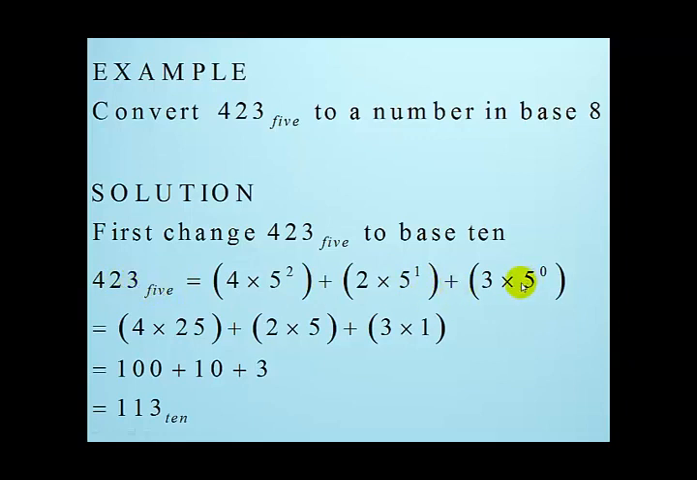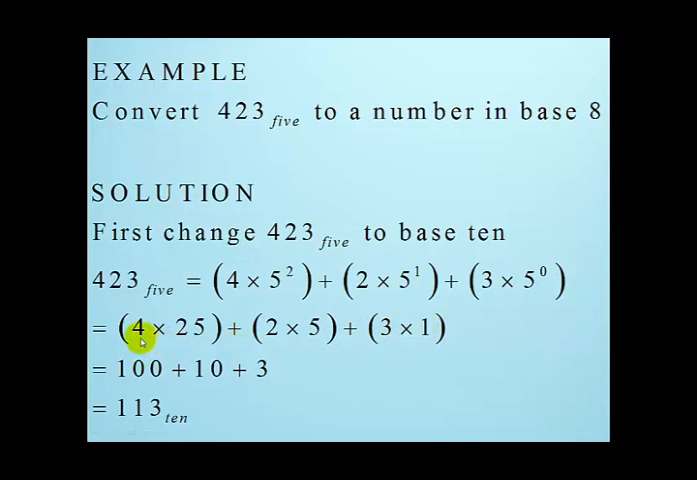Then we raise the base to an exponent from right to left, starting from 0. So we have 0, 1, 2. Now 5 squared equals 25. So we have 4 times 25 plus 5 exponent 1 equals 5. So we have 2 times 5 plus 5 exponent 0 equals 1. So we have 3 times 1.